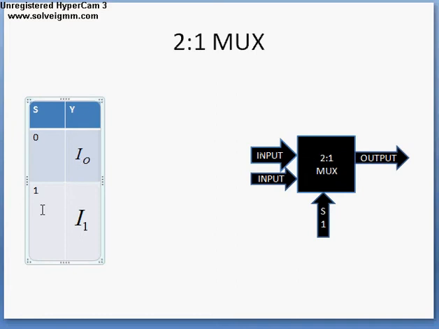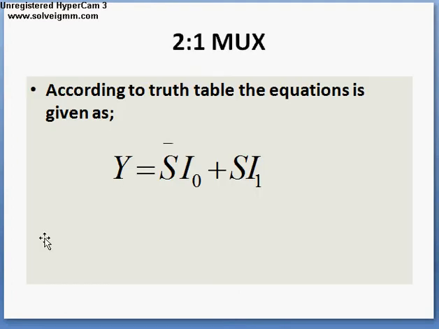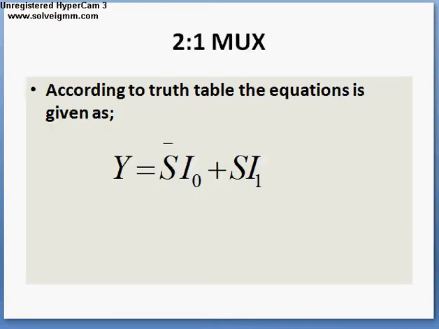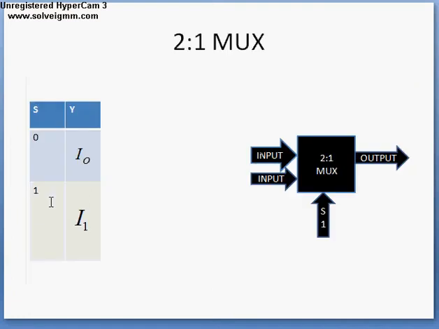plus s and I1. Why I have told you s bar? Because here it is 0. When there is 0, it is represented by bar or complement. When it is 1, it is represented by the simple variable. Remember that when it is 0, you have to take the complement of that variable. That is, according to this, y is equal to s bar I0 plus s I1, that is s because it is 1, and I1.